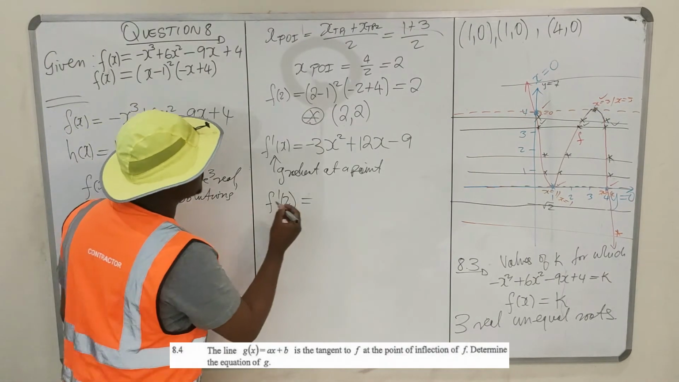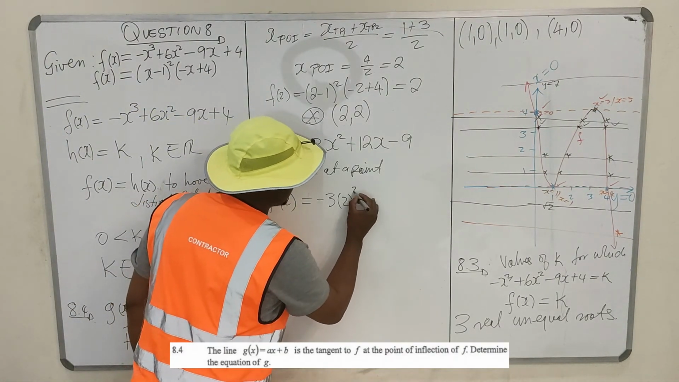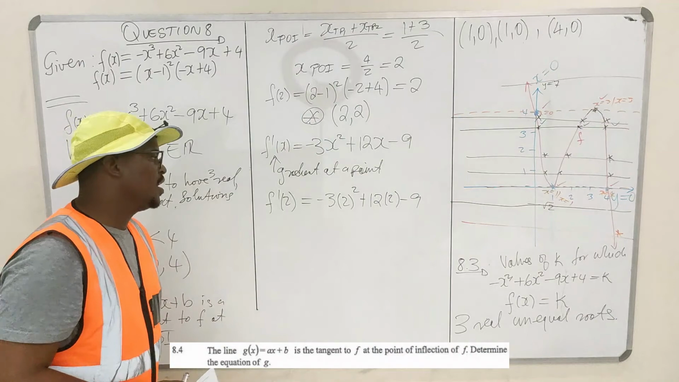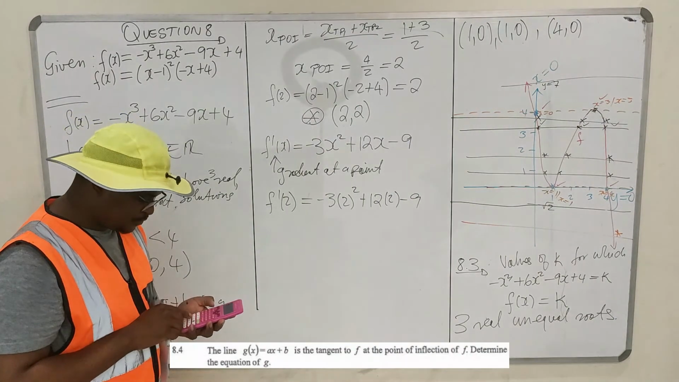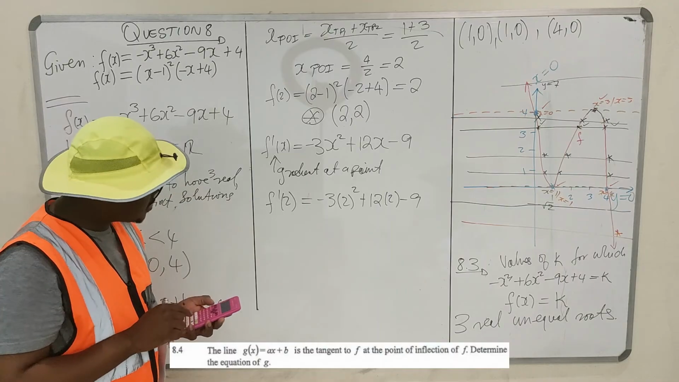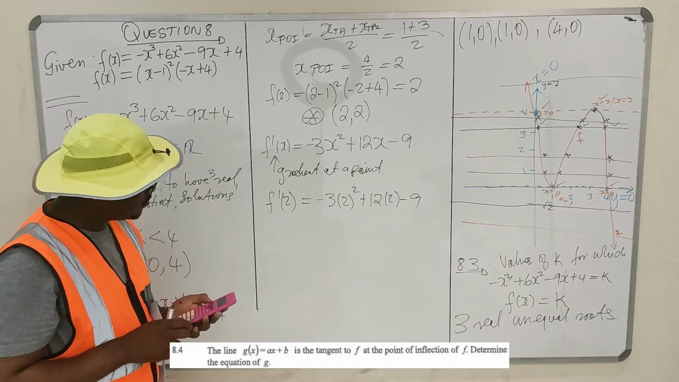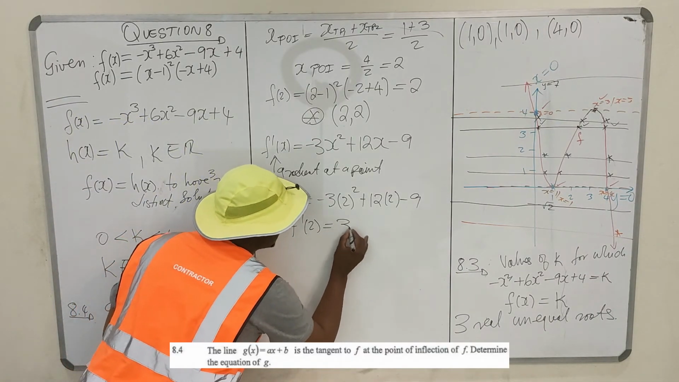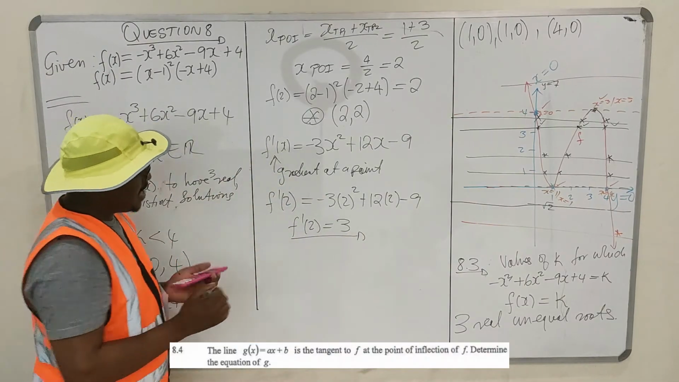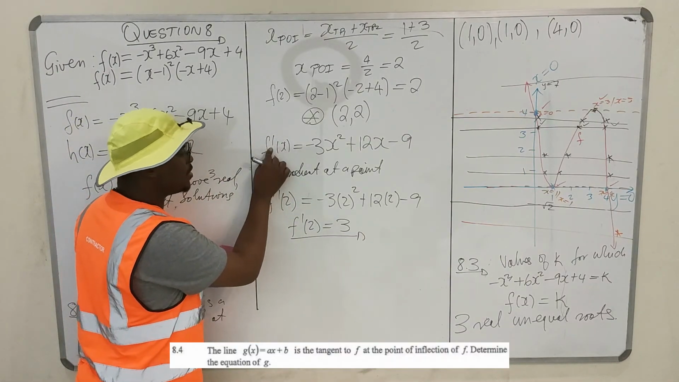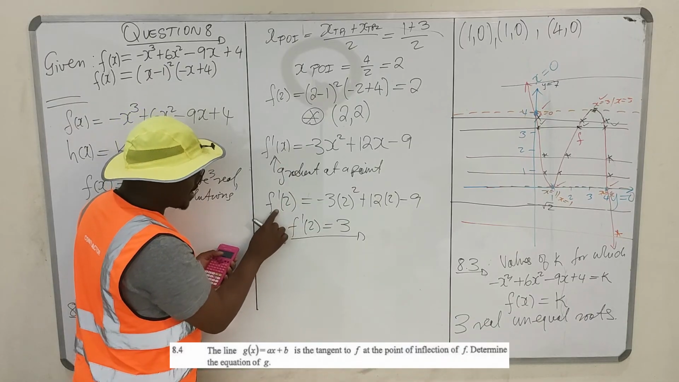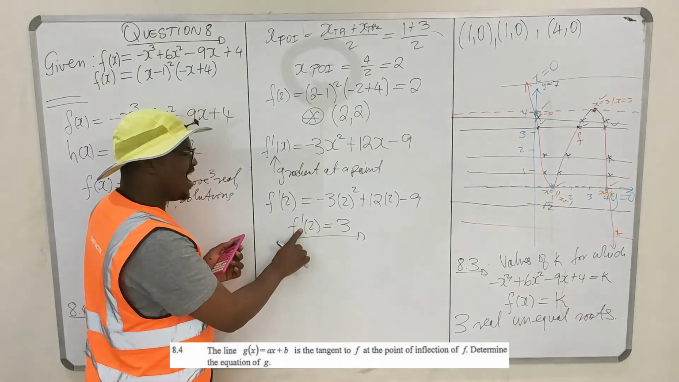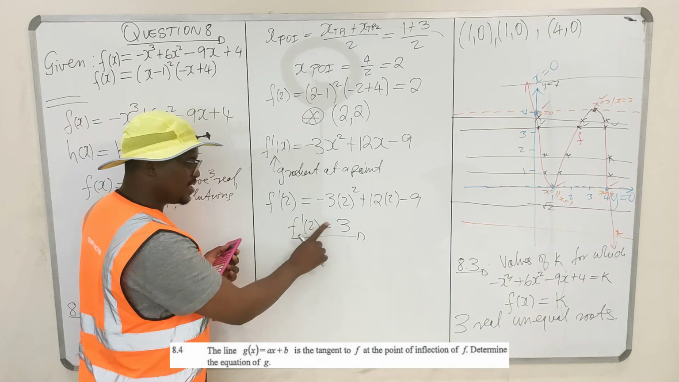So what do we do? Say minus 3 into 2 squared plus 12 into 2 minus 9. Punch that in and see what that gives you. You find that f prime at 2 is equal to 3. So at x equal to 2, the gradient is equal to 3.